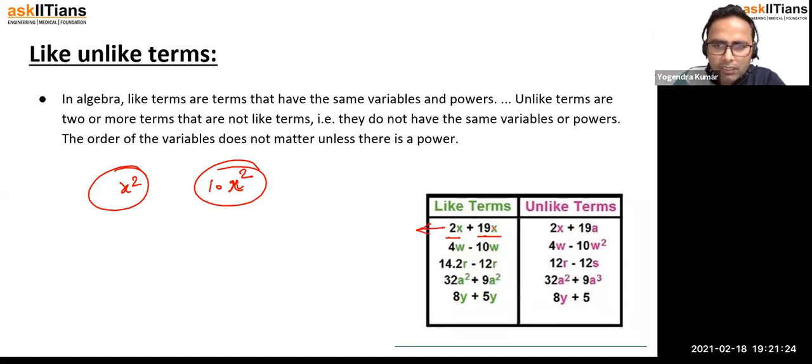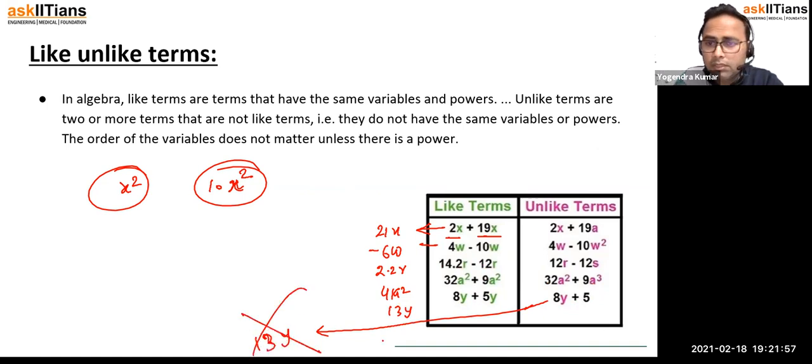So here we can write by adding them, 21x minus 6w. Then 14.2r and 12 point, so what will it be? 2.2r, right? 32 here, 41a square here, 13y, right? Like that. But can you add these terms? If you write 8y plus 5 equals 13y, I wrote this, it is wrong. Are you getting it?